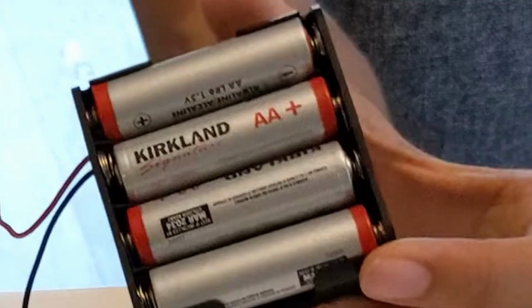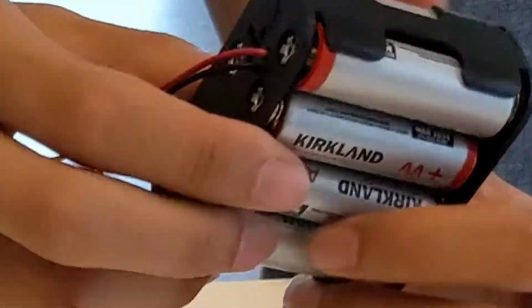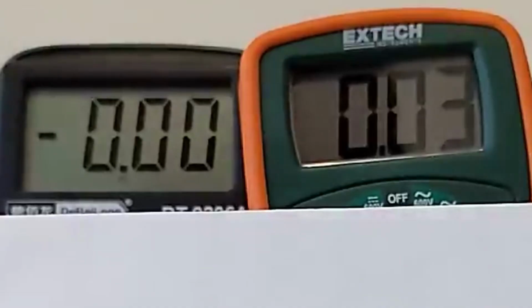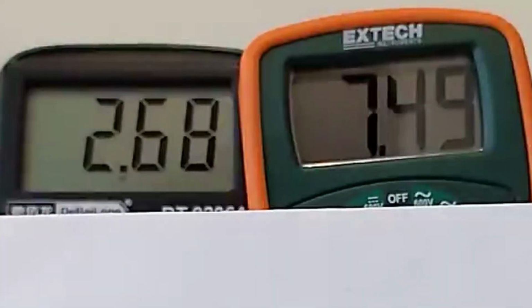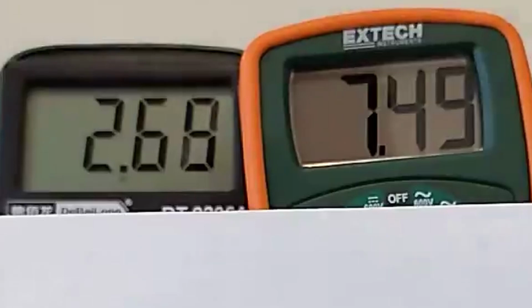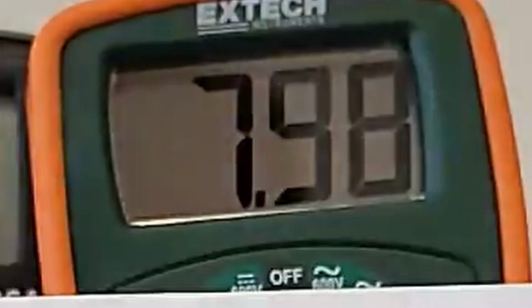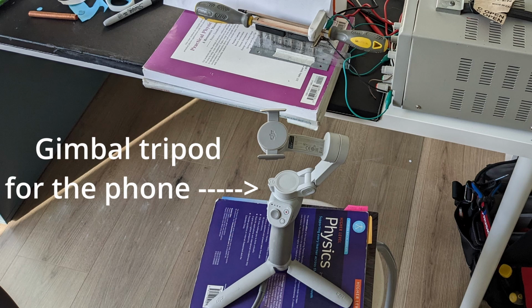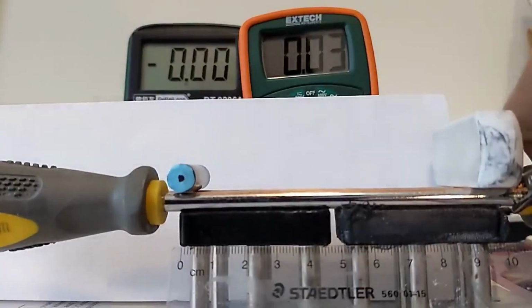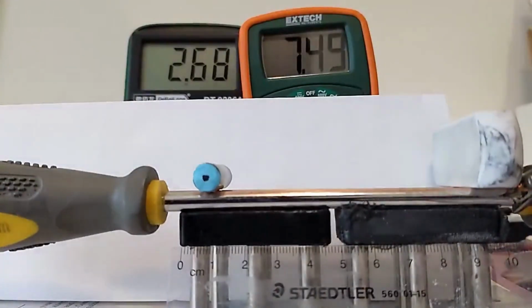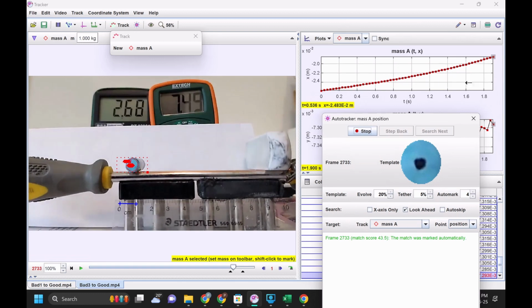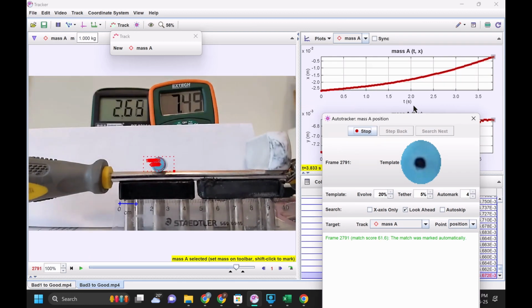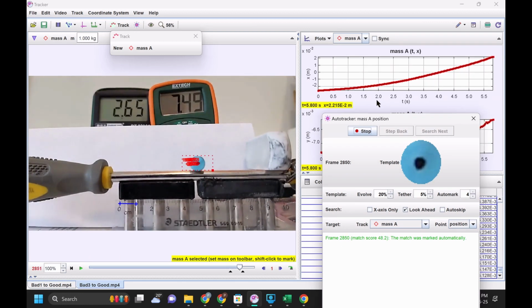But you can also change the voltage by using different amounts of batteries. And we connected two multimeters to the power supply, one to measure the current and one to measure the voltage. We set up a phone beside the experiment that would capture the side view of the experiment. And for each trial, we would record the experiment and then do video analysis in a software called Tracker.